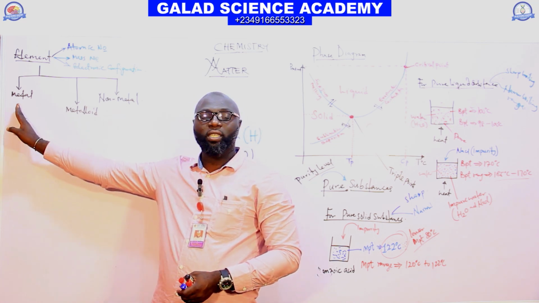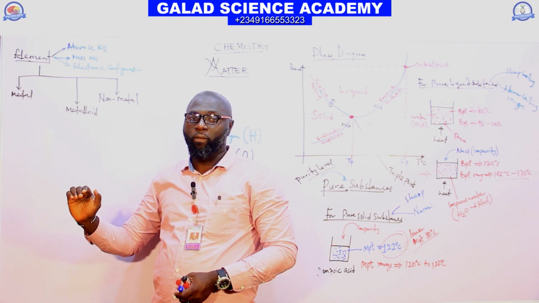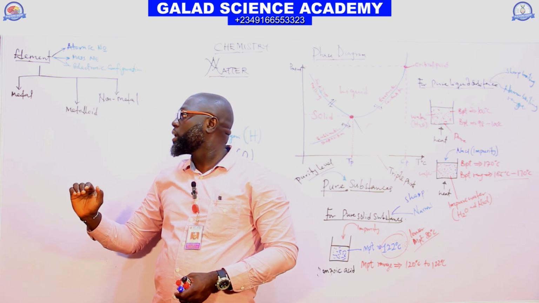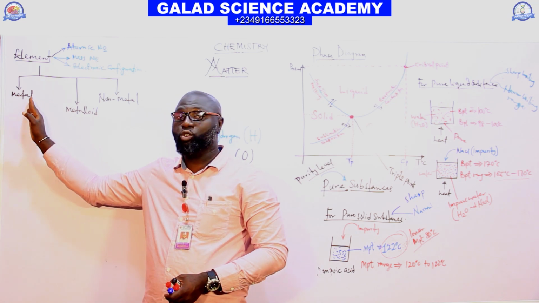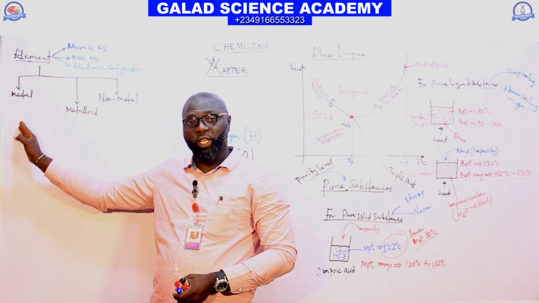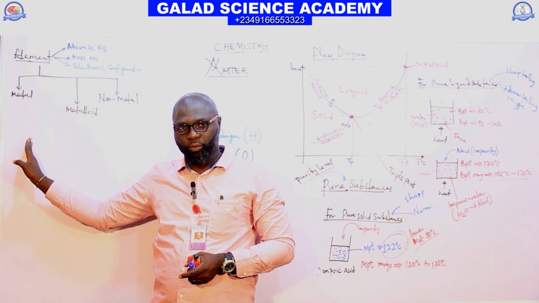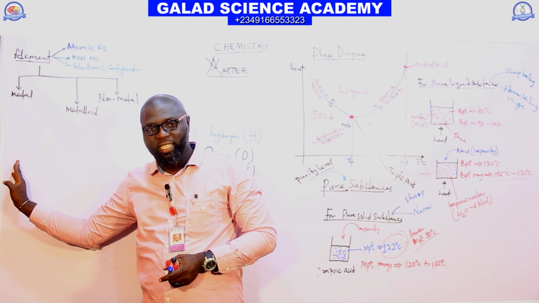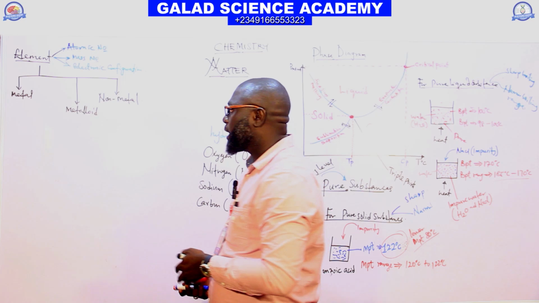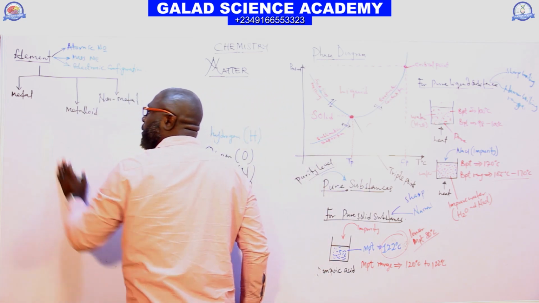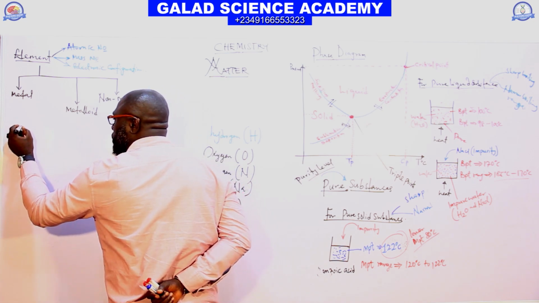What about the metals? Metals, they are elements in the periodic table. They are elements of group 1, group 2, group 3, and transition elements in the periodic table. And they ionize by loss of electron. Metal always ionizes by loss of electron. Take for instance, if I'm having element X.